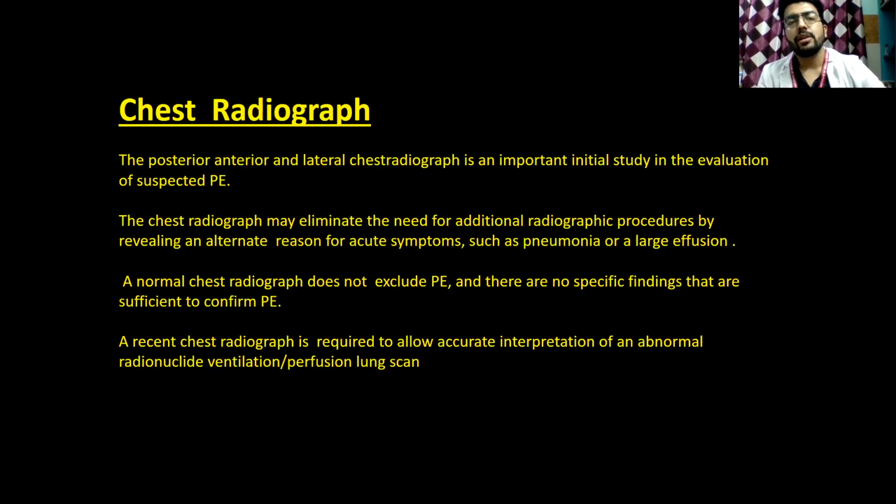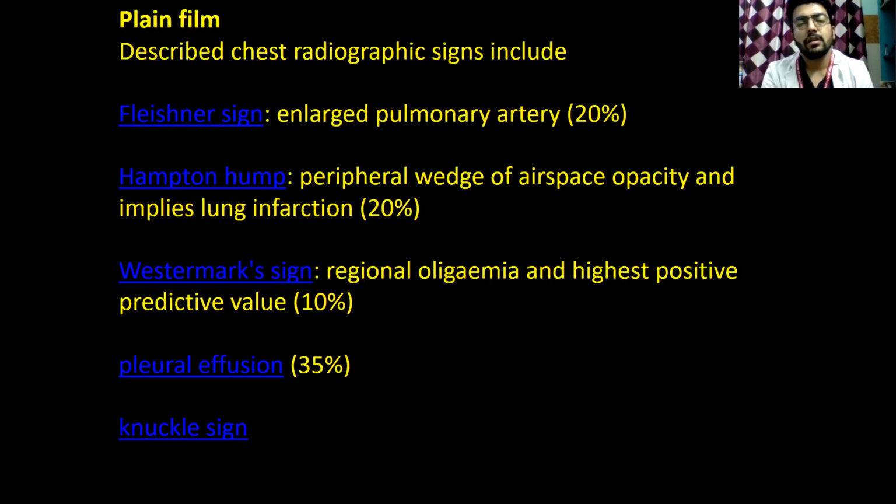Chest radiography, the posteroanterior and lateral chest radiograph, is an important initial study in the evaluation of suspected pulmonary embolism. Chest radiograph may eliminate the need for additional radiographic procedures by revealing an alternate reason for acute symptoms such as pneumonia or large effusion. A normal chest radiograph does not exclude PE, and there are no specific findings that are sufficient to confirm PE. A recent chest radiograph is required to allow accurate interpretation of an abnormal radionuclide ventilation perfusion scan.